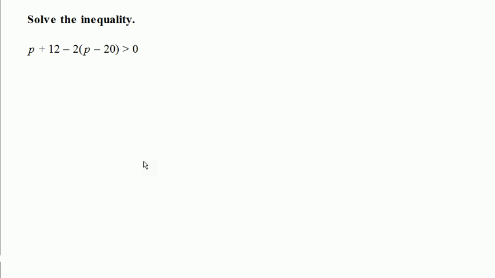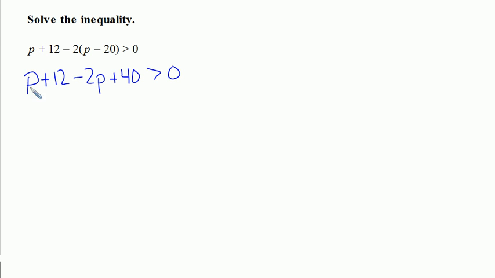Alright, this is concept 14, number 9, and we're asked to solve the inequality. So let's go ahead and solve here. We've got p plus 12 minus 2 times p minus 20. Let's distribute this negative 2. So keep the p plus 12. Distribute the negative 2, so negative 2 times p is negative 2p. And negative 2 times negative 20 is positive 40. And that's greater than 0 still.